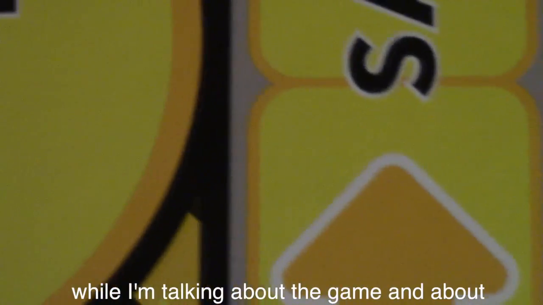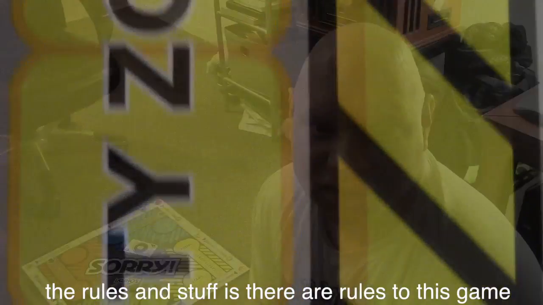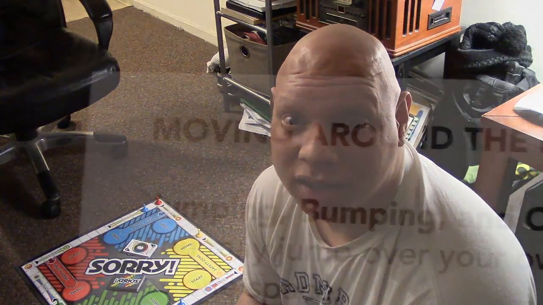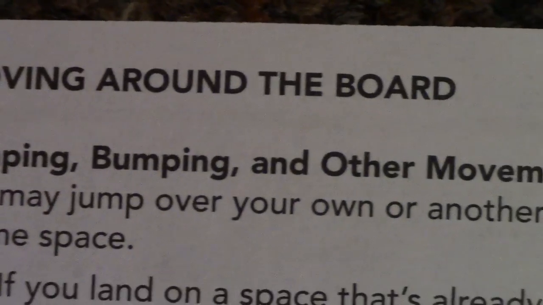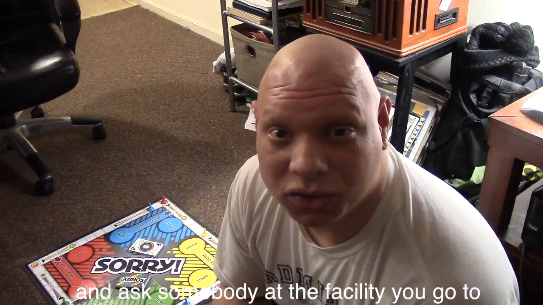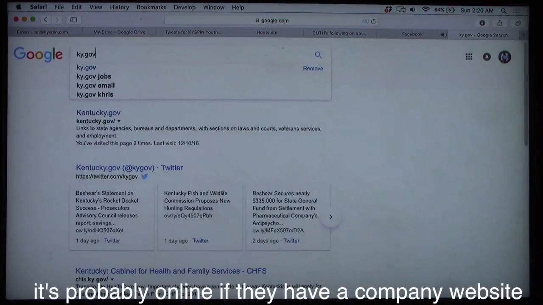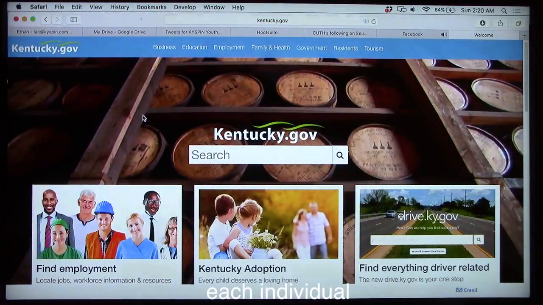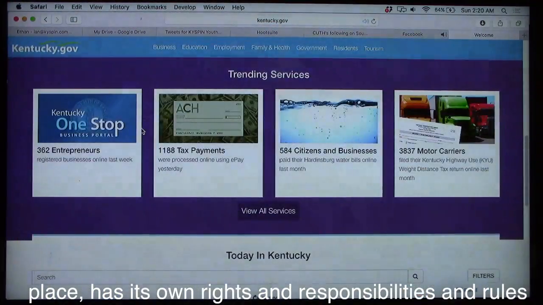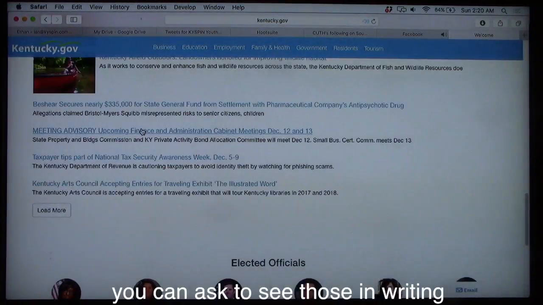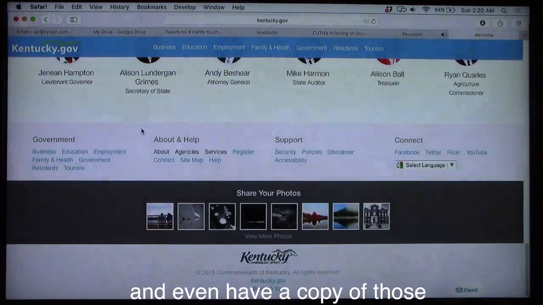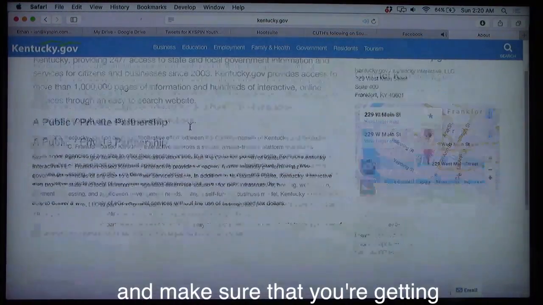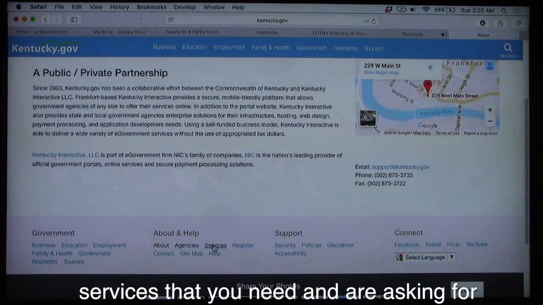Another thing to keep in mind, while I'm talking about the game and about the rules, is that there are rules to this game, and those are the rights and responsibilities that you have. This is another thing that you can inquire about and ask somebody at the facility you go to, or you can also just Google it. It's probably online if they have a company website. But just as the players are important, the rules are important too. Each individual place has its own rights and responsibilities and rules. You can ask to see those in writing and even have a copy of those, so that you can look through them and make sure that you're getting all the treatment that you deserve, and all the services that you need and are asking for.